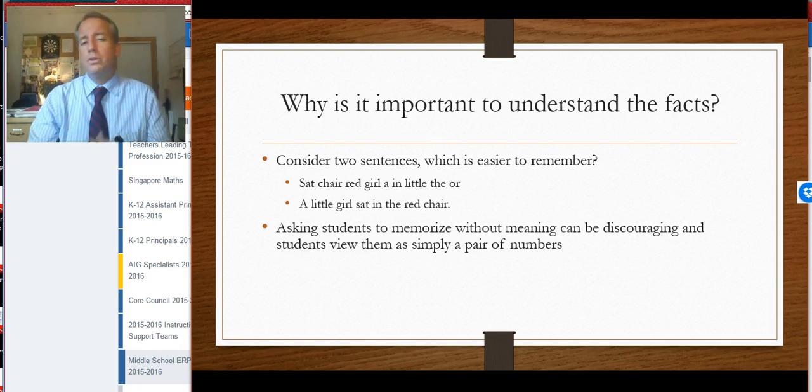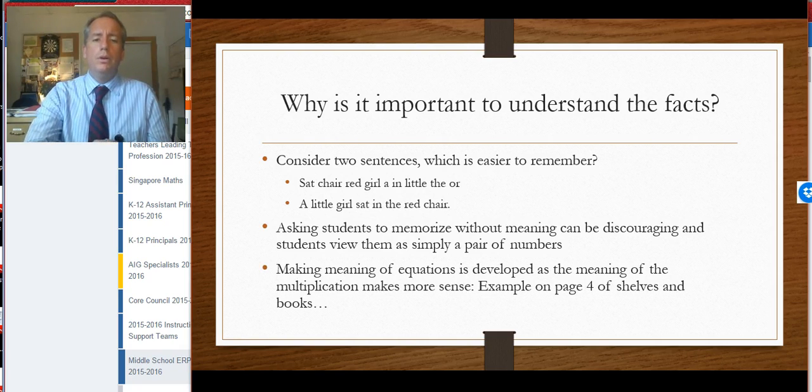And yet, if we looked at those 2 sentences, we would never say to a child, sat, chair, red, girl, a, in, little, the, and if you don't understand that, then you're not good at this. We would say, maybe we need to put it in perspective. Maybe we need to shift things around so it makes sense to you. And that's what we're asking ourselves to do: how can we make multiplication make sense to our kids?